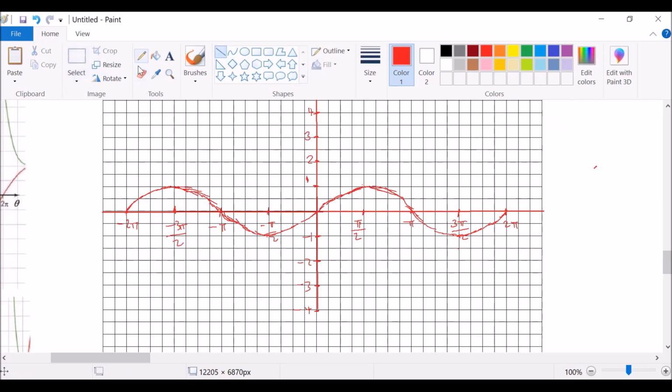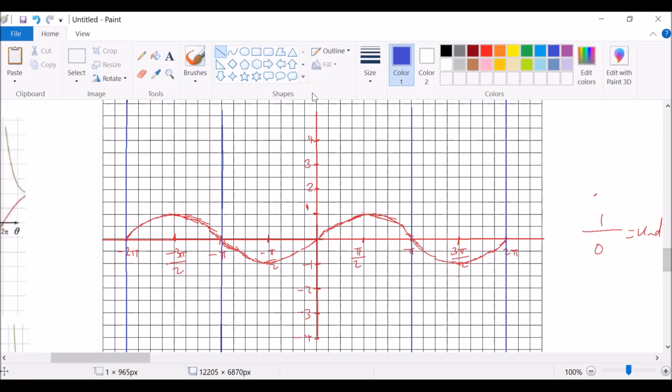So just like with the sec theta, in areas where sine theta is equal to 0, we have 1 over 0, which is undefined. In these areas, we will have asymptotes. So the blue lines will represent asymptotes. When sine is equal to 1, we will have 1 over 1, which is 1. So at these points, we have the value 1.